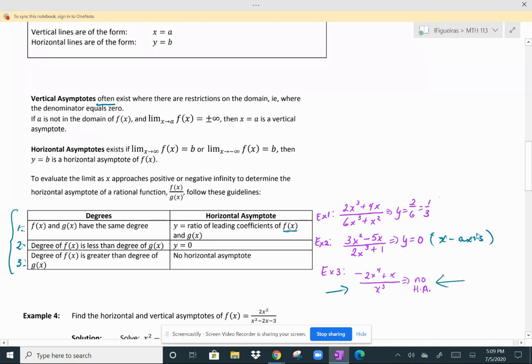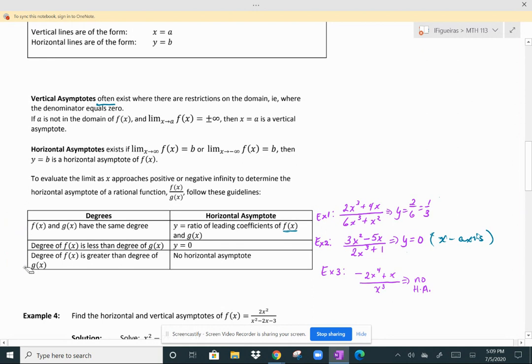for this rational function. Okay, so try to remember the information in this table to answer questions about horizontal asymptotes. But remember to state them in the form y equal to a number in these two cases, and in the third case, there is no horizontal asymptote.